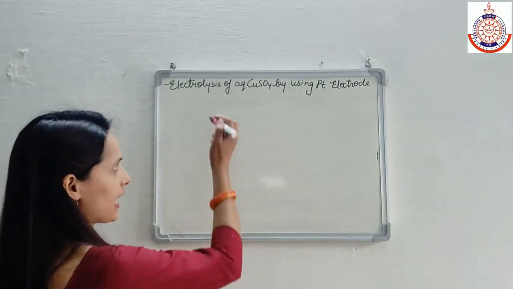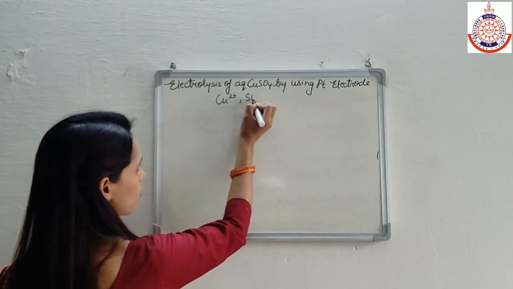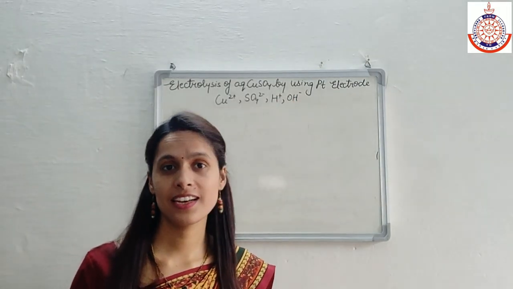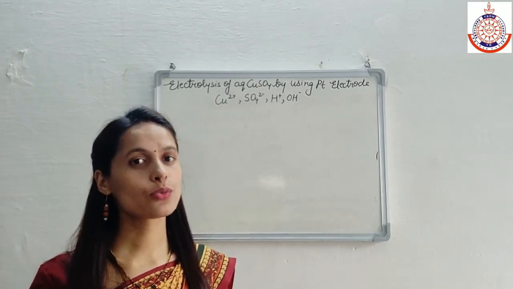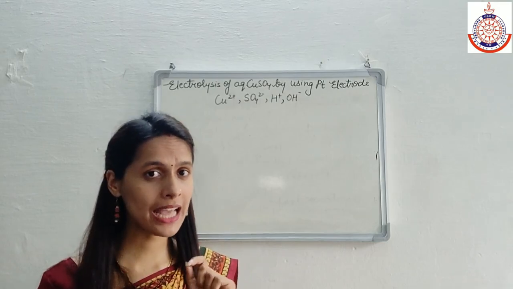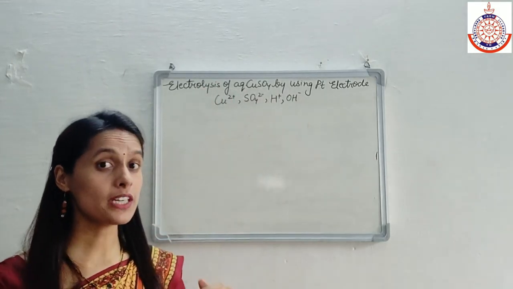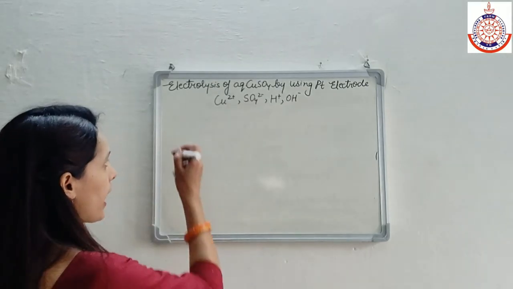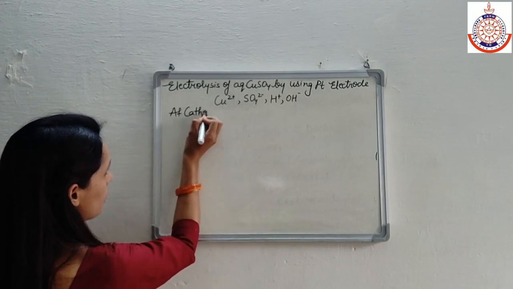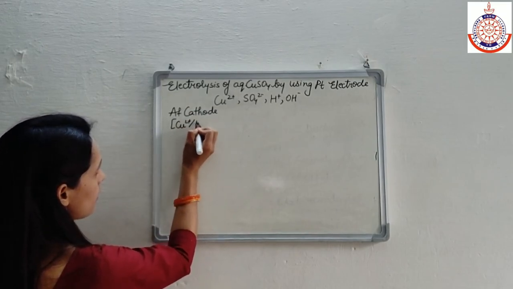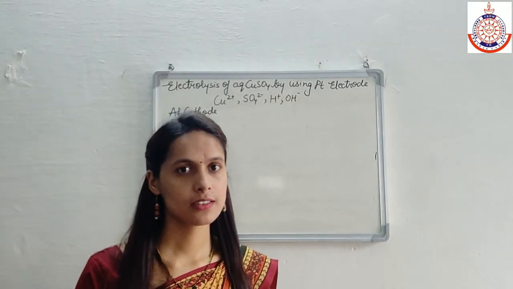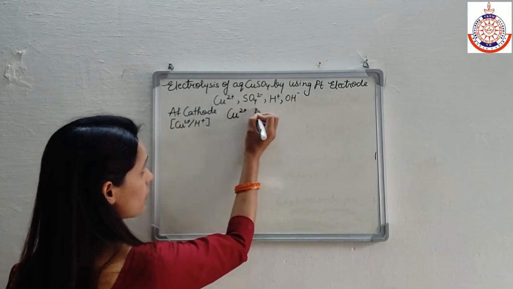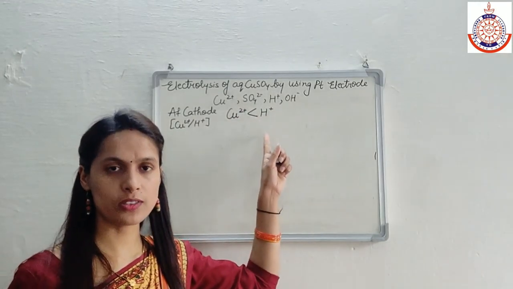So what happened? In that particular electrolytic tank, we have Cu2 positive ion, SO4 2 negative ion, H positive ion and OH negative ion. Why are these four ions there? I hope this point is clear to you, because we have CuSO4 plus water. Now, Cu2 positive and H positive will move towards cathode. SO4 2 negative and OH negative will move towards anode. So, at cathode we have two ions, Cu2 positive and H positive. Now, which will discharge first? The ion whose discharge potential is less than that of the other ion. The discharge potential of Cu2 positive is less than that of H positive. So, Cu2 positive will discharge first.